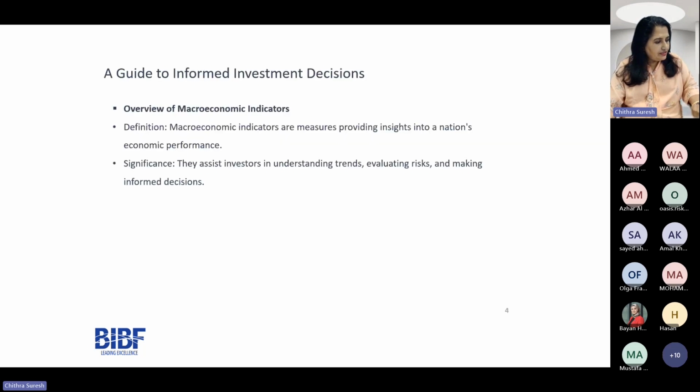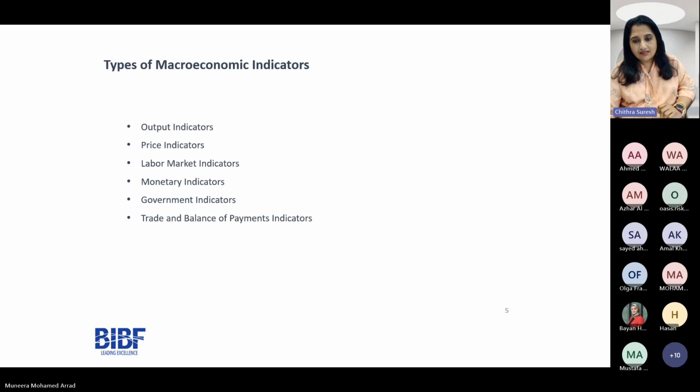So macroeconomic indicators cover a wide range of factors, and they are basically categorized into different types. How I have categorized them is as output indicators, price indicators, labor market indicators, monetary indicators, government indicators, and trade and balance of payment indicators. I'm sure there are many others than this, but for this discussion, we are going to focus on these indicators.